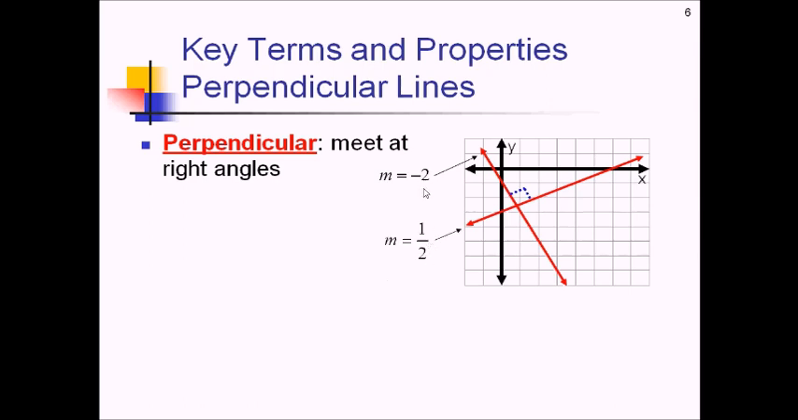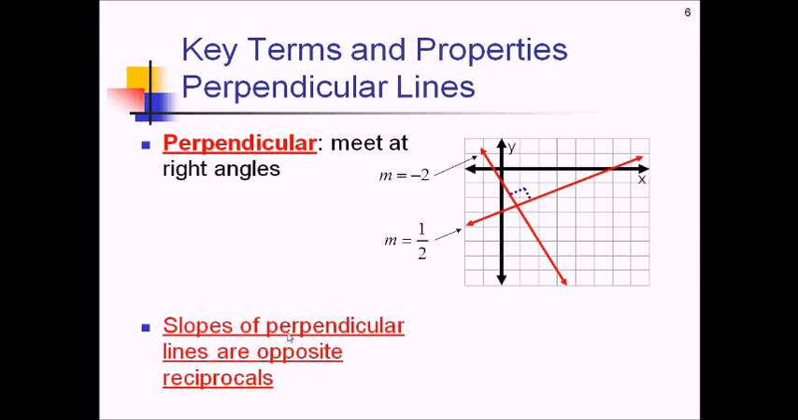Comparing these two things, we have -2 over 1 versus positive 1 over 2. So the slopes are going to be opposites, and they are also going to be reciprocals. So slopes of perpendicular lines are always going to be opposite reciprocals. If you have the slope of the original line, you need to flip and negate that original slope to get the slope of the perpendicular line.